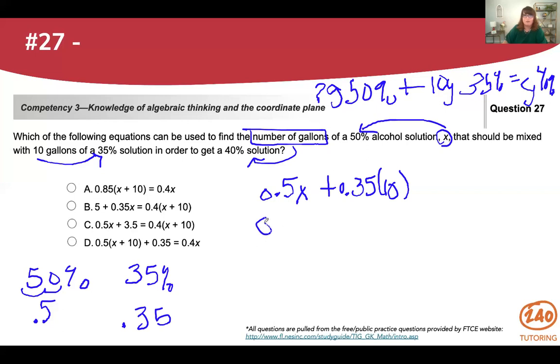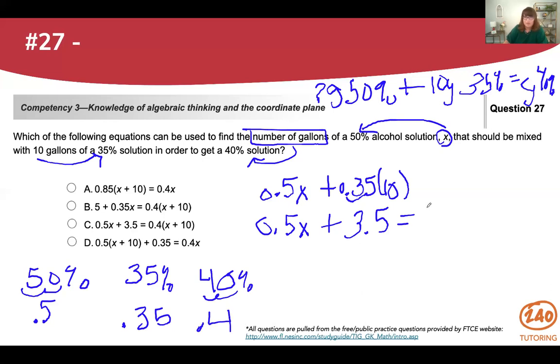So I'm left with 0.5X, and I can actually do the math. If I multiply 0.35 times 10, I can move that decimal over one place. And so now I have 3.5. So I know that's what I'm mixing together. And it's going to give me 40% of something. So I got 40%. If I change that to a decimal, I know I'm going to get, move that decimal over two places, 0.4.